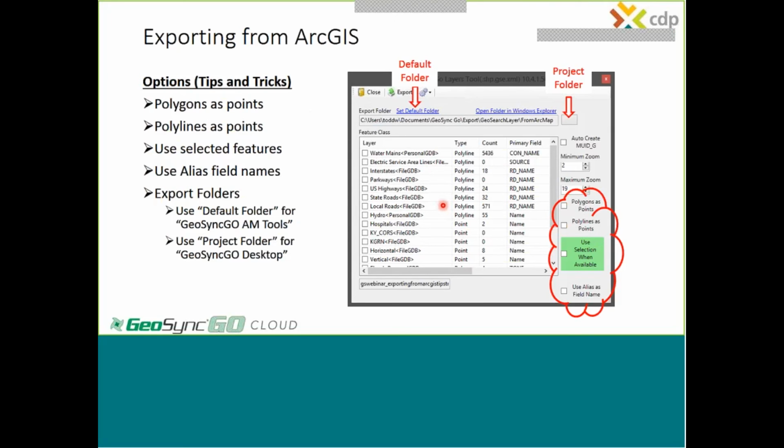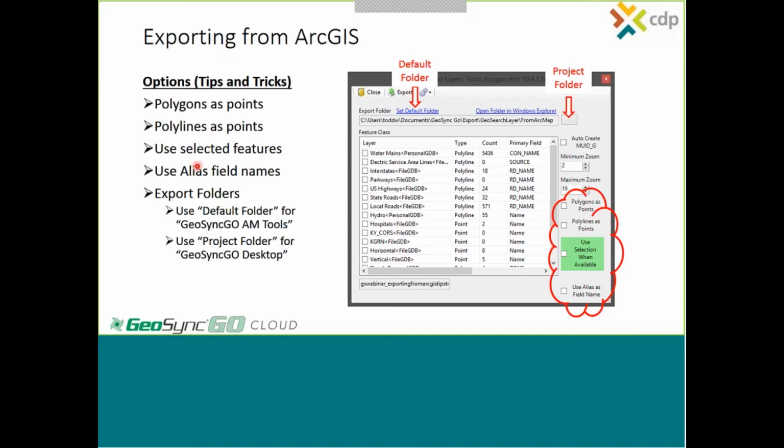Next thing, actually exporting from ArcGIS. Some of the options that you may utilize: we can actually export polygons as points. If you select that option for a polygon layer, instead of polygons in GeoSyncGO, it will actually be a point layer. There will be a point at the centroid of each polygon. And the same for polylines. If you have a polyline layer, you can export that out as a point layer. Once you select your layer, you would click on the polylines as points.